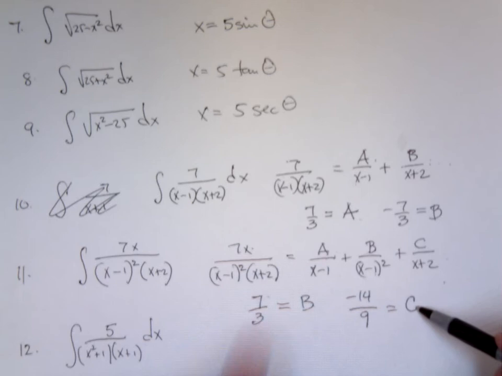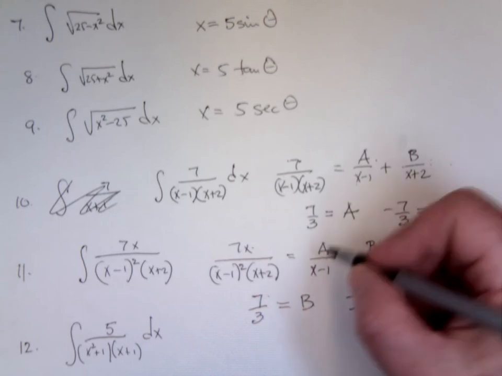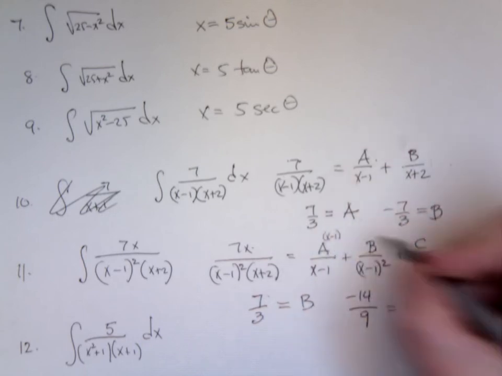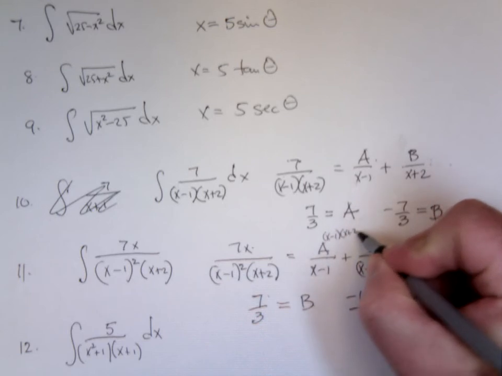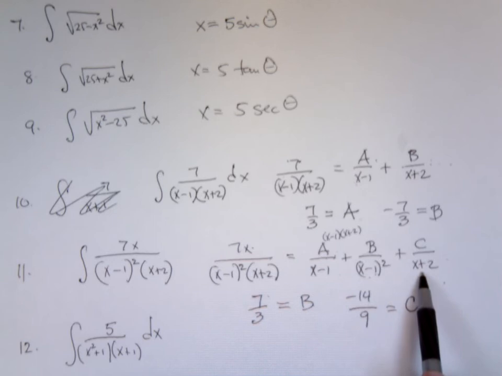Now we have B and C. We've got to solve for A still. What you have to realize is that the A would get multiplied by an x minus 1 and an x plus 2. Your LCD here is x minus 1 squared times x plus 2. The B gets multiplied by an x plus 2 only.